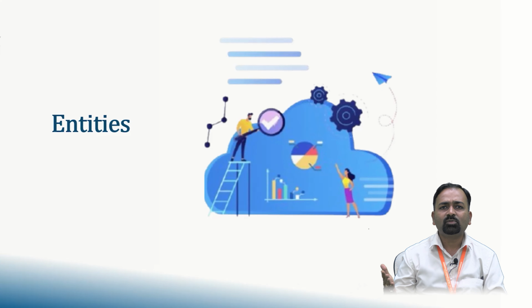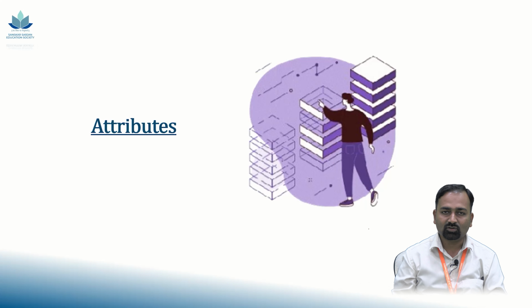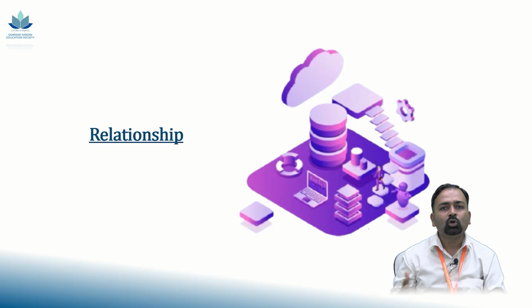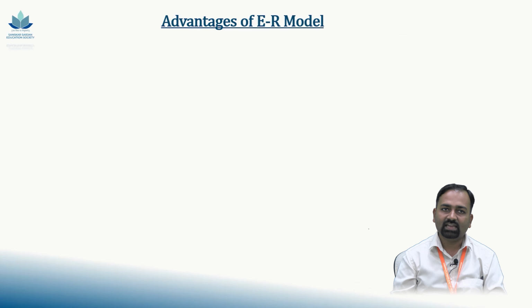Then attributes are certain properties or characteristics of an entity, which are represented using an oval shape here, like doctor ID, doctor name, patient ID, patient name. And a relationship is a connection or association between two entities. Here the relationship is doctor diagnoses patient, so diagnosis is the relation. For example, if a teacher is teaching a student, then that teaching is the relationship, which is represented by a diamond shape. Now we will see the advantages of the ER model.